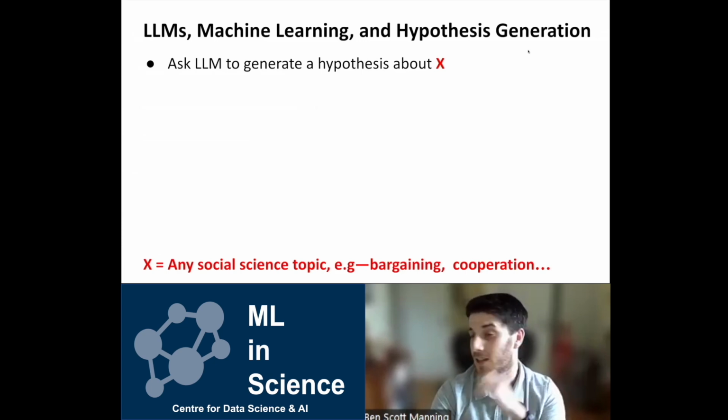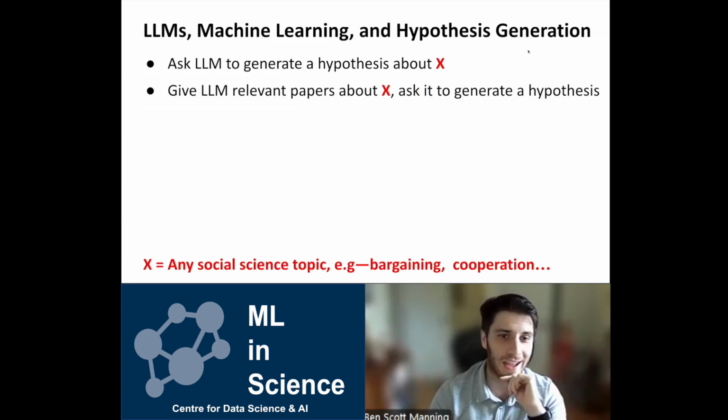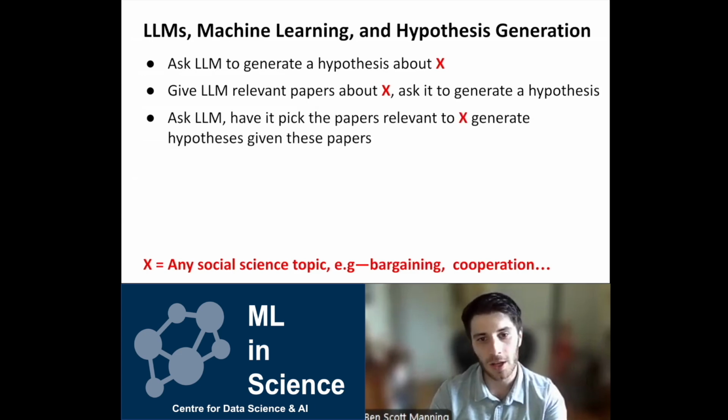It'll come up with ideas that are pretty plausible. You could be a little more fancy with this and give it a bunch of relevant papers if it has a large context window and ask it to generate a hypothesis. Or you could even hook it up to some corpus, or Google Scholar or the internet or Elicit, if you've heard of that, and ask it to go find relevant papers about a topic that you give it and then have it come up with hypotheses on these topics. So that's been kind of one strand of research of automatic hypothesis generation.